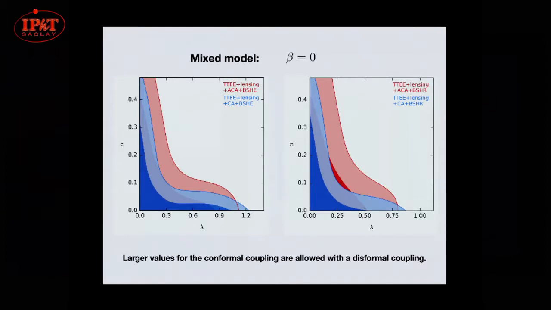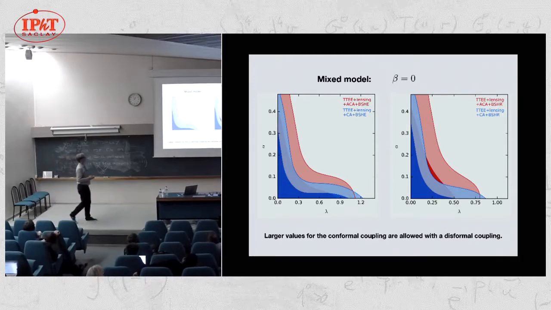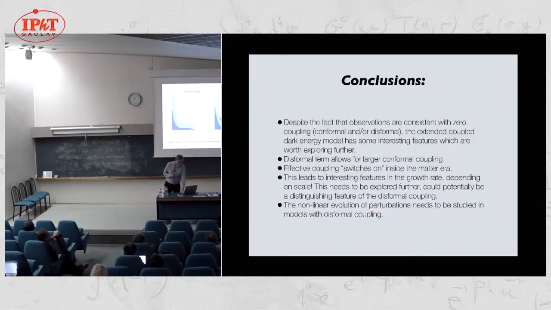In these mixed models, I did tell you that a larger value of alpha seemed to be allowed, and this is the plot which confirms this. So we plot here in these mixed models, we have this disformal coupling, V naught times dm is equal to 1. And in this alpha lambda plane, you can clearly see that it goes all the way up to 0.3. And if you allow for the F-Stasio value, it even goes higher. Okay? So larger values of the conformal coupling are allowed with these disformal terms.